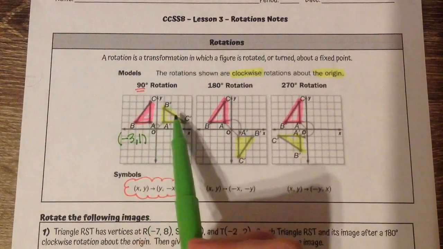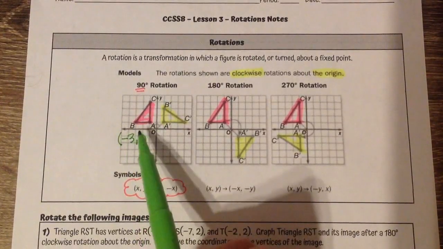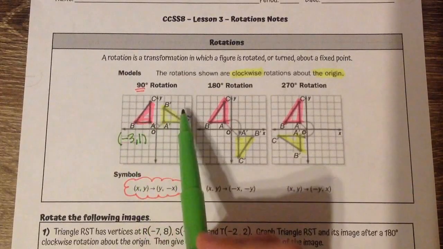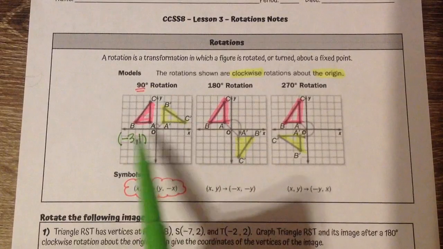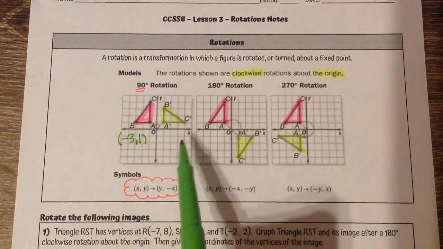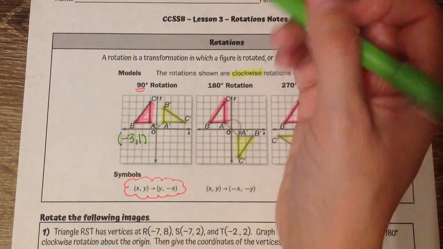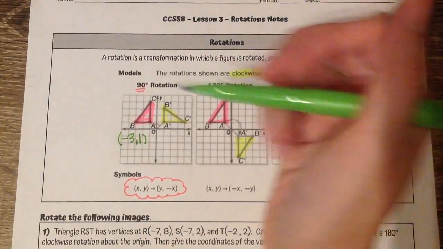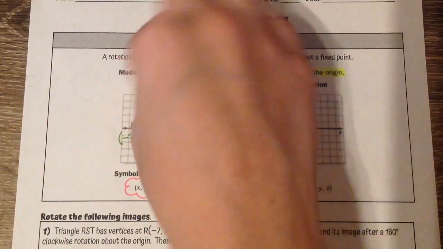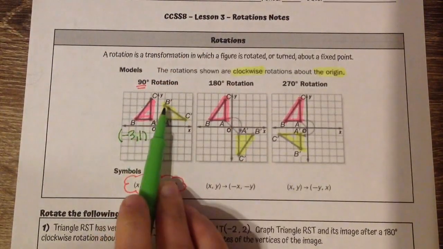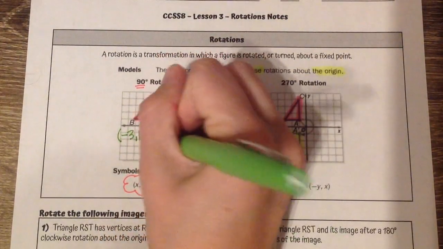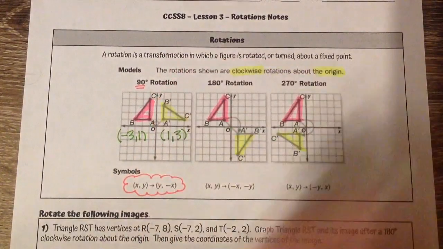Rotating 90 degrees, well, a circle's 360 degrees. There are 4 quadrants, so each quadrant represents 90 degrees. So this would be 90, 180, 270, 360. If we are rotating 90 degrees clockwise, we're just turning it this way, okay? So the new point B is at 1, 3.